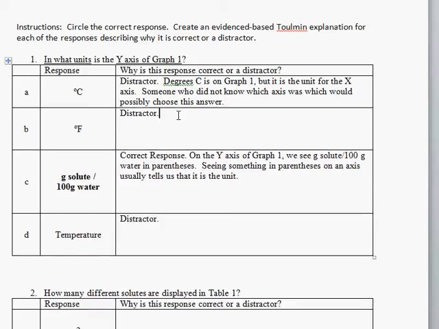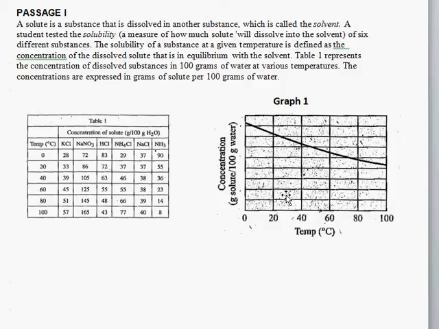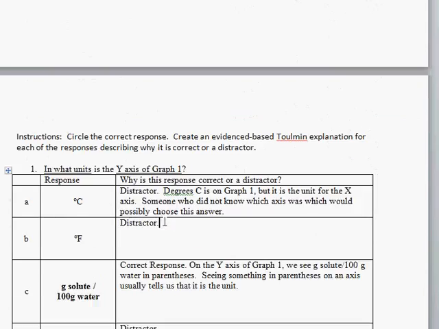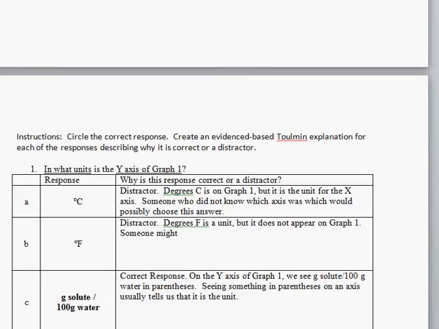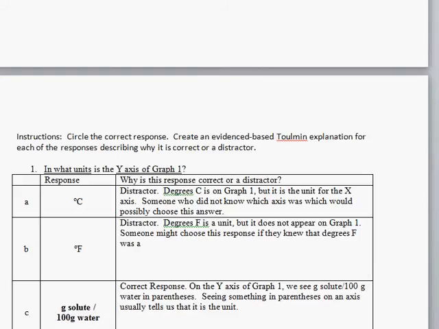Okay. Degrees Fahrenheit. Do we see that anywhere? No. Okay. But degrees Fahrenheit is a unit. Degrees Fahrenheit is a unit, but it does not appear on graph 1. Someone might choose this response if they knew that degrees Fahrenheit was a unit.